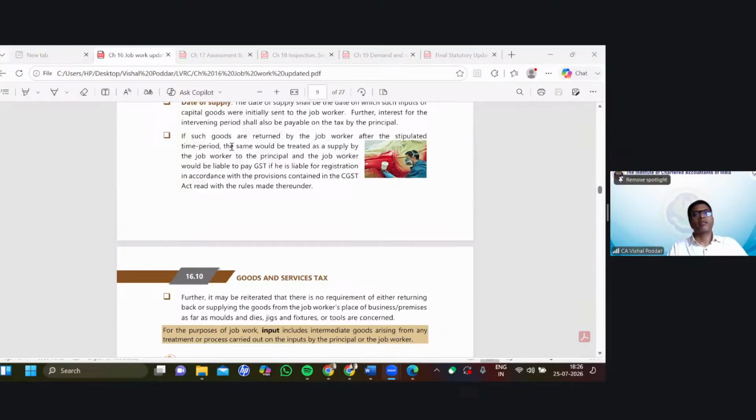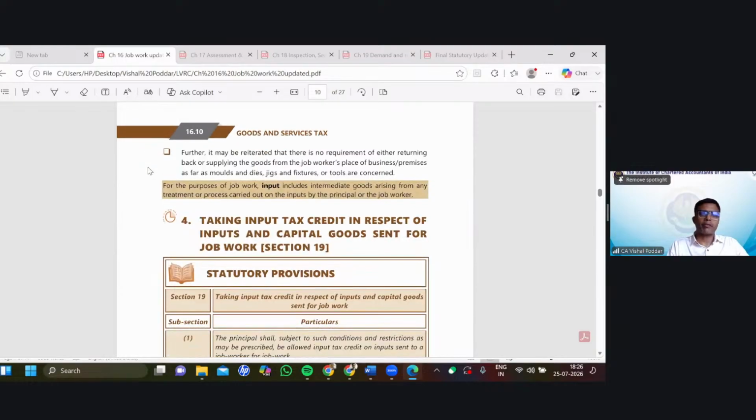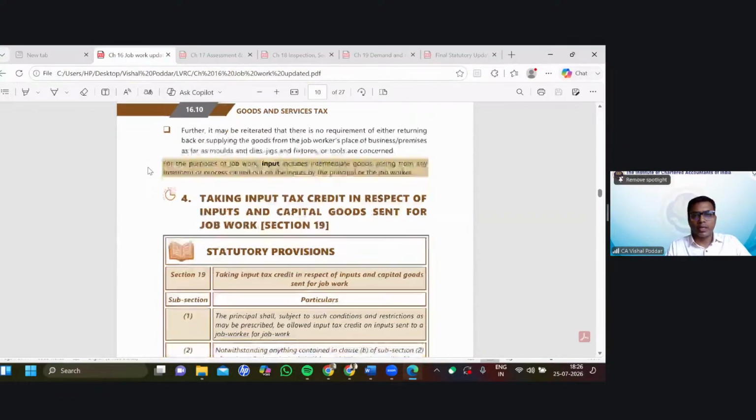In such cases, when they come back to you, interestingly, it would now be treated as supply by the job worker to the principal. So today, the principal raised an invoice on the job worker, deeming it to be supply on day 1. Now, after a few months, when the job worker completes the work and sends back the completed goods, the job worker will also treat the original goods as supplied. Because now, when I deem my supply of goods to the job worker, and the job worker is returning the goods, the job worker also treats it as supply. And when you say treat it as supply, you have to pay the tax.